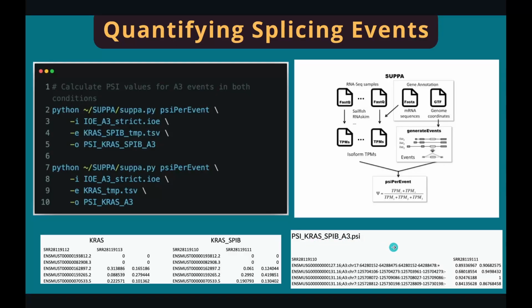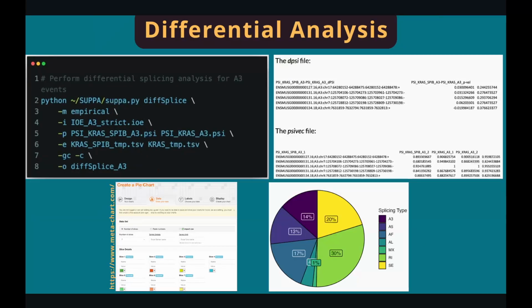We have another file for the class group. So once we have the quantification for all the samples in both groups, we can perform differential splicing analysis. Here's how we do it.